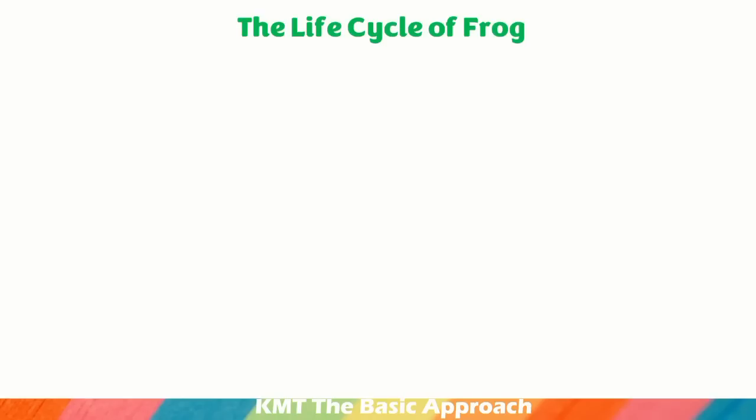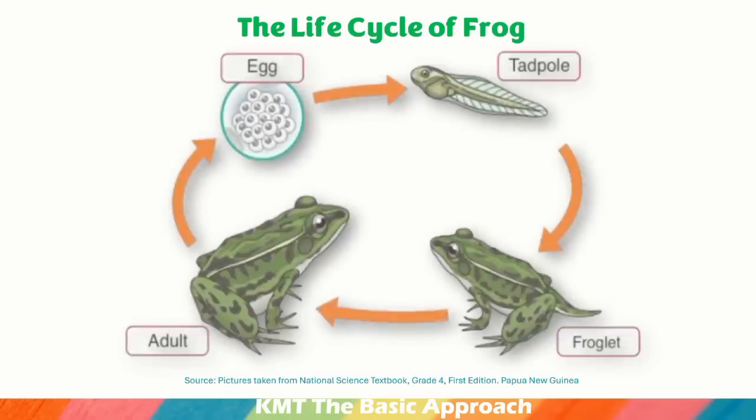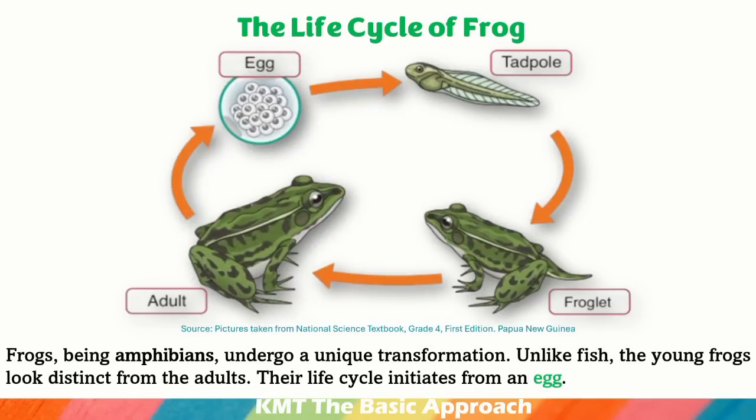The life cycle of frog. The life cycle of a frog also has 4 main stages. Frogs, being amphibians, undergo a unique transformation. Unlike fish, the young frogs look distinct from the adults. Their life cycle initiates from an egg.